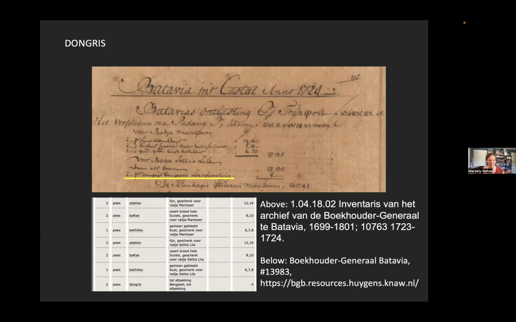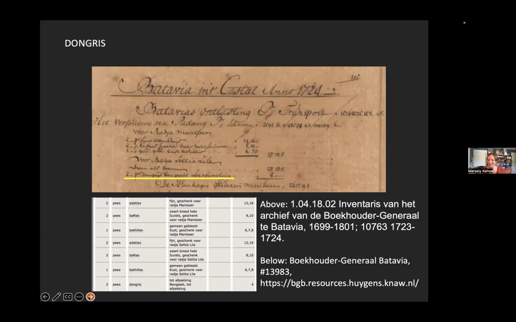In this case, we're just seeing a little snippet of a gift that went to Sumatra to 13 different individuals, and it was all different kinds of textiles and then Chinese porcelains, followed by 2 pieces of dongris for packing. So the dongris doesn't seem to be part of the gift necessarily, but it is listed and included in the economic description of the movement of textiles.